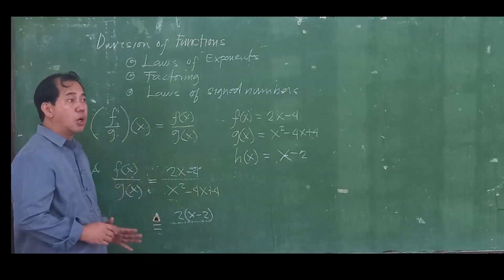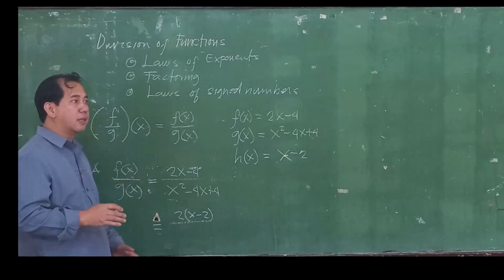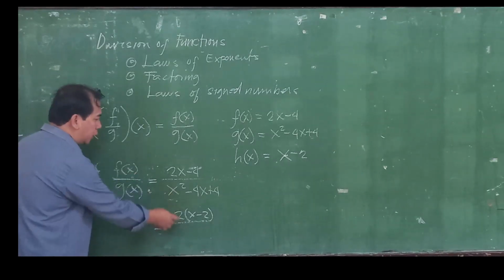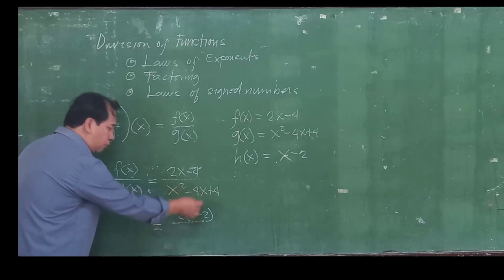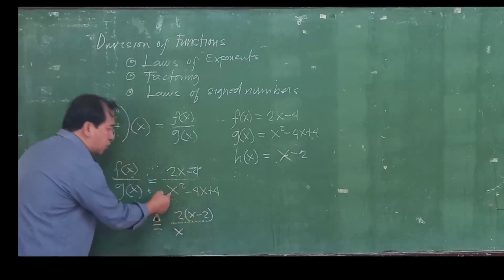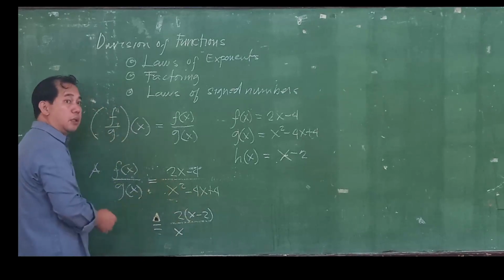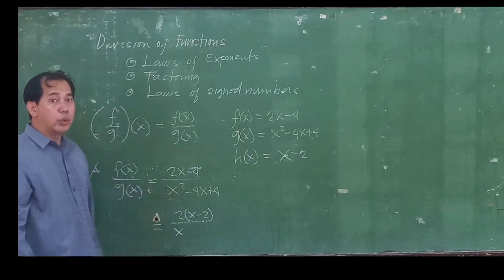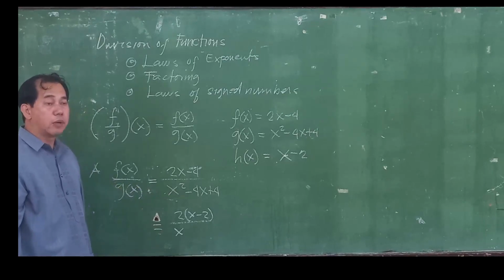Look for the factor. Why? Because you cannot divide directly. Okay? You cannot divide directly. Now what about in here? What are the factors of this trinomial? What is the factor of x raised to 2? X. Two x's. Meaning, how many x's did you multiply? We have 2x. Okay?